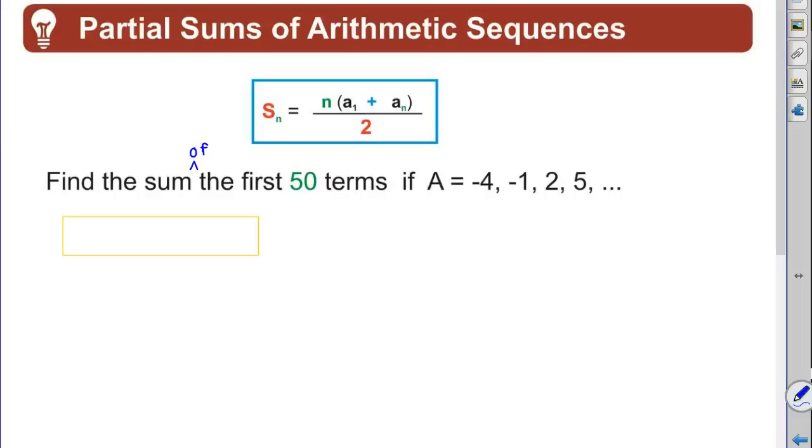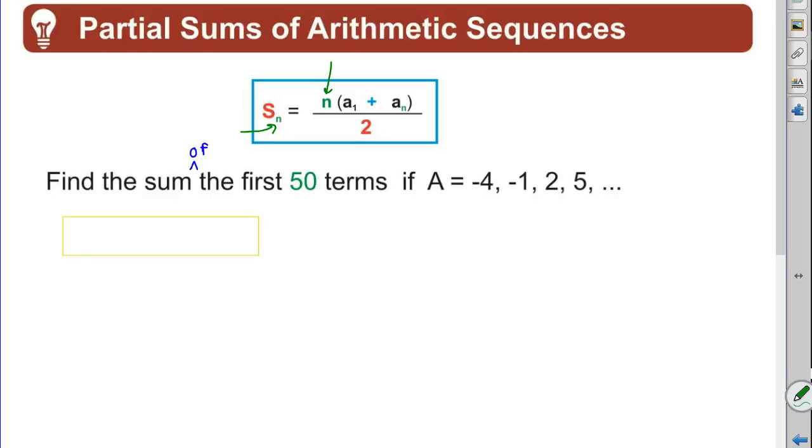Okay, so this is the partial sum of an arithmetic sequence. And so the key is the formula, and we've got to understand the formula. If you'll remember, n is the number of terms, right? So you have n there and n there.